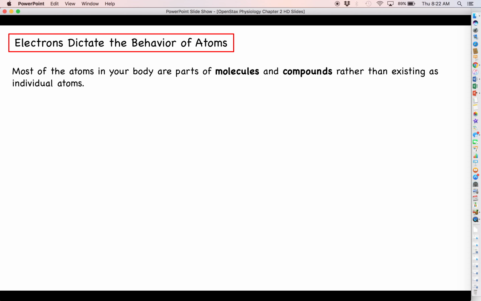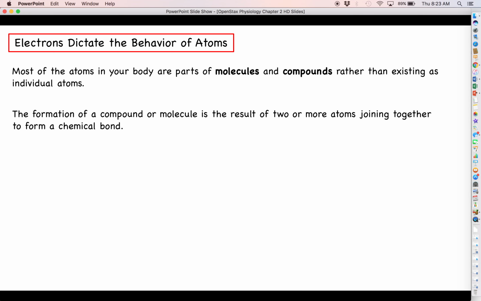So we've talked about protons and neutrons, but we haven't had a whole lot to say about electrons. Most of the atoms in your body are going to be made up of molecules and compounds rather than individual atoms. Since molecules are made up of atoms that are bound together, we need a good understanding of which types of atoms like to bind with other types of atoms. Anytime you get the formation of a molecule or a compound between 2 or more atoms, you are talking about the formation of a chemical bond.